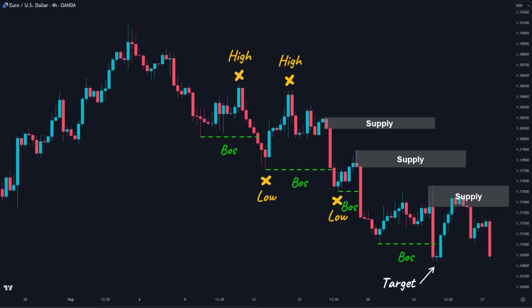So, once again, we would have new supply areas if the price continues pushing downwards. And this method goes on and on for identifying new supply and demand levels. So basically, in this technique, we pay attention to three major concepts: inefficiency, breaks, and liquidity sweeps.